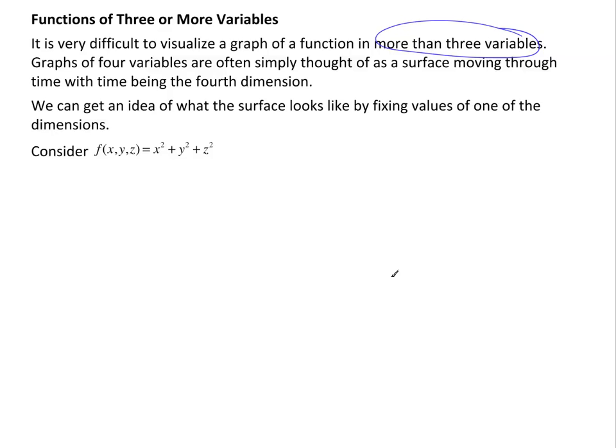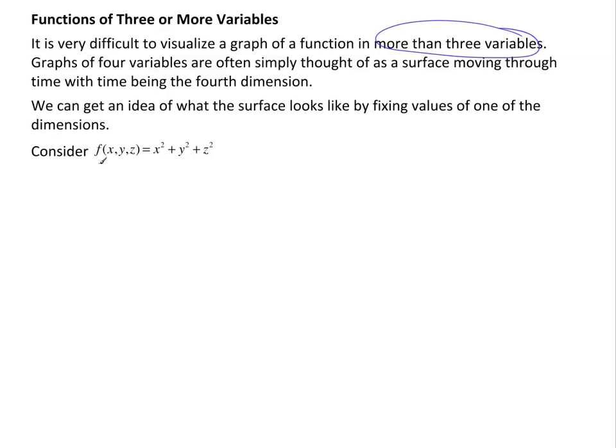Now, because we live in 3 dimensions, obviously it's a little bit difficult to picture something happening in 4 dimensions. So what we very commonly do, kind of like a contour plot, is take that 4th dimension and make it a constant. Only rather than a contour plot, because I have 3 variables left, I will actually get a 3-dimensional object. So I get 3-dimensional objects for different values of time, if we're thinking of time as being that 4th dimension.